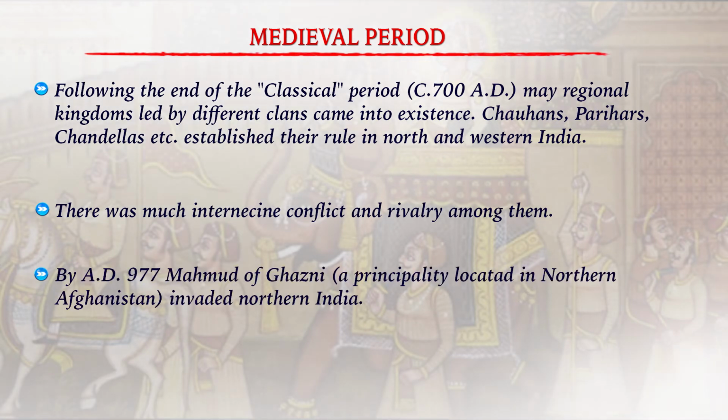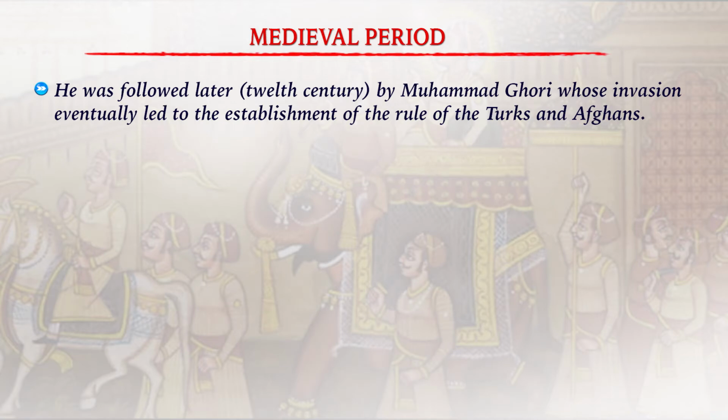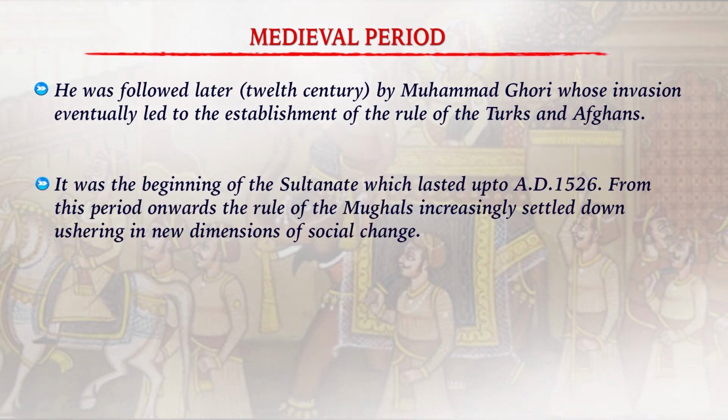By AD 977, Muhammad of Ghazni, who basically was located in northern Afghanistan, invaded northern India. He was later followed by Muhammad Ghori, whose invasion eventually led to the establishment of the rule of Turks and Afghans. It was the beginning of the Sultanate period, which lasted up to AD 1526, and from this period onwards the rule of the Mughals came up in India, which ushered in a new dimension of social change.